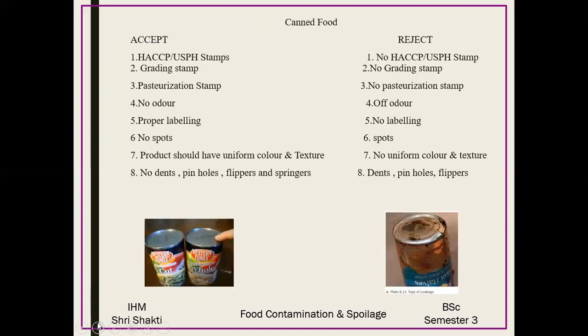Canned food: it has the USPH stamp, pasteurization stamp, grading stamp, no odor, no spots, proper labeling on the can. But when you see the can, there should not be any kind of dents, no rust on the can, no pinholes, and no flippers. After you open the can, the product should have a uniform color, texture, and appearance, accepted.